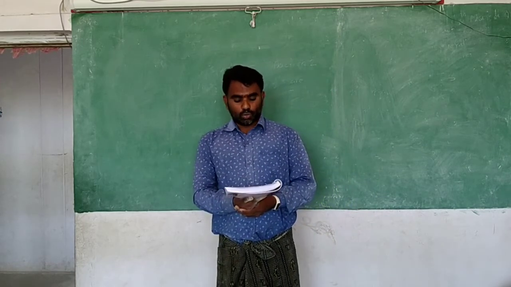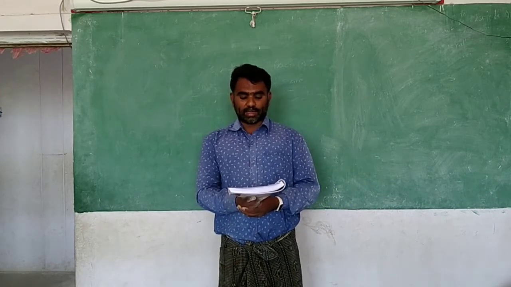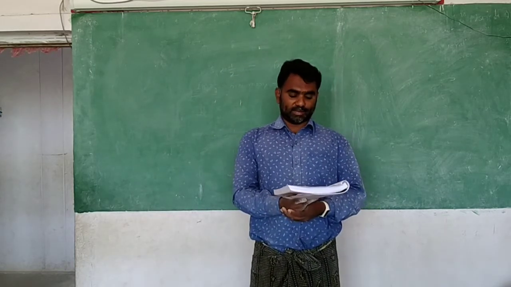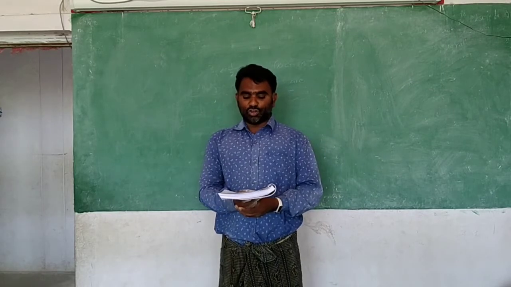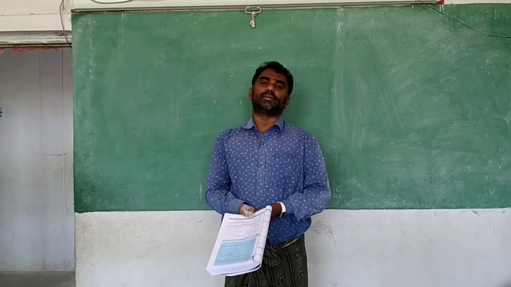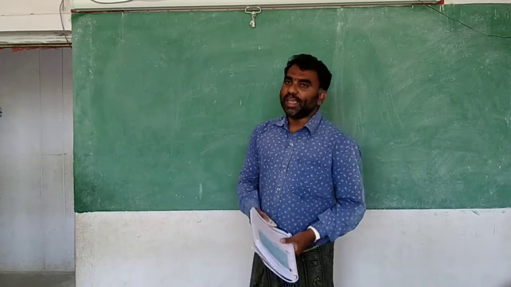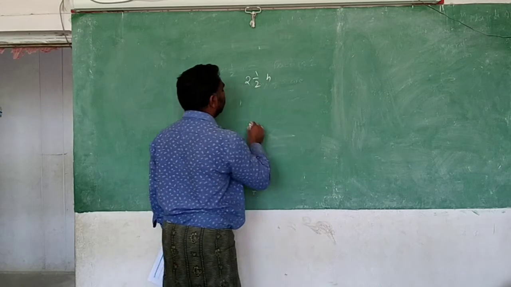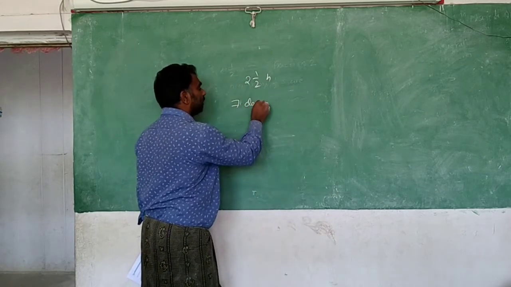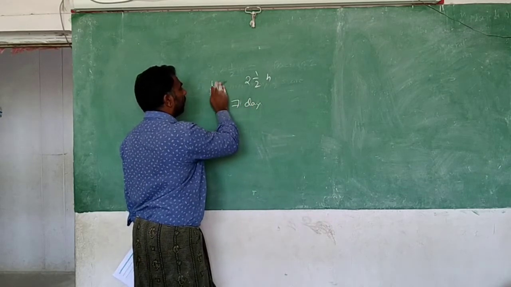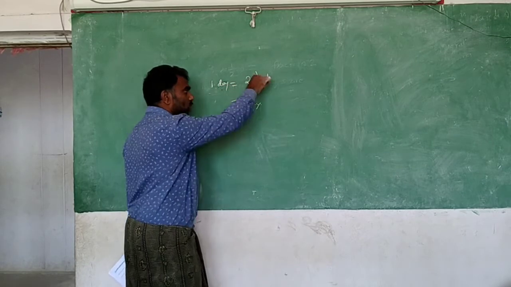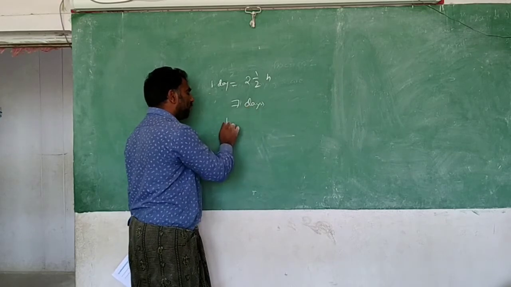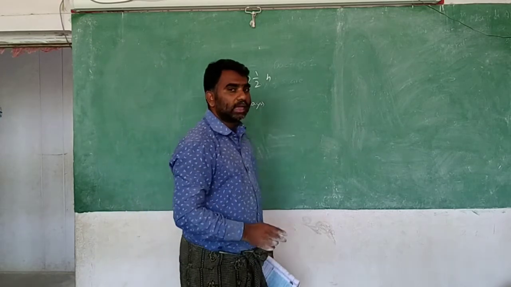Rehana works 2 1/2 hours each day on her embroidery. She completes the work in 7 days. How many hours did she take to complete her work? Every day she is working for 2.5 hours. Like that, how many days has she worked? 7 days. In one day she is working 2.5 hours. Like that, 7 days she worked. Means how many hours she worked completely.